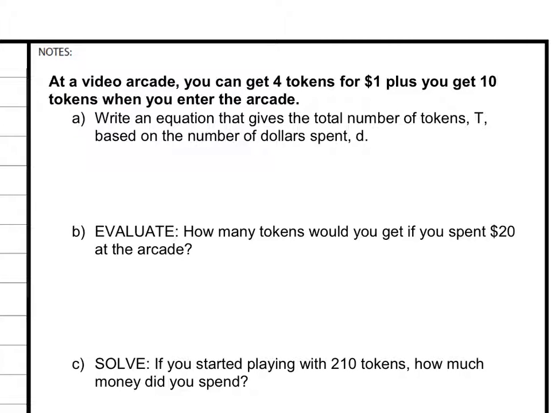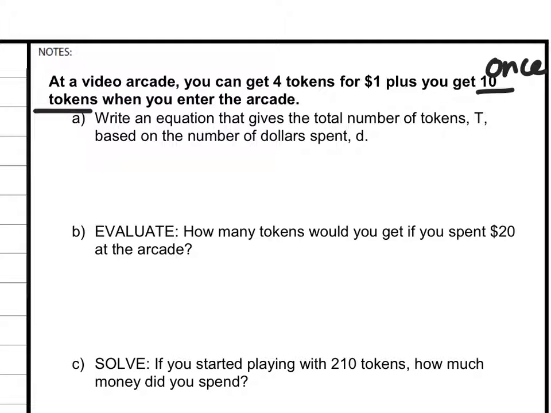So, Olivia, what do you think is happening once? 10 tokens. It has to be the 10 because I might spend more than $1. So 10 tokens happens once. I'm going to mark that. I'm going to write it right next to where I see 10. I'm going to write once.